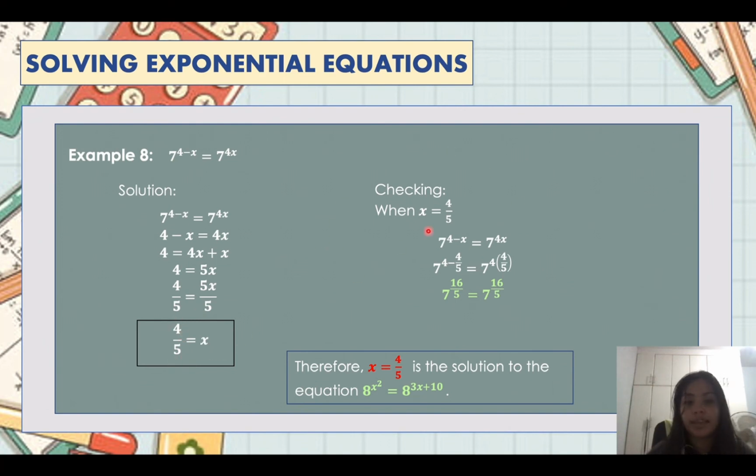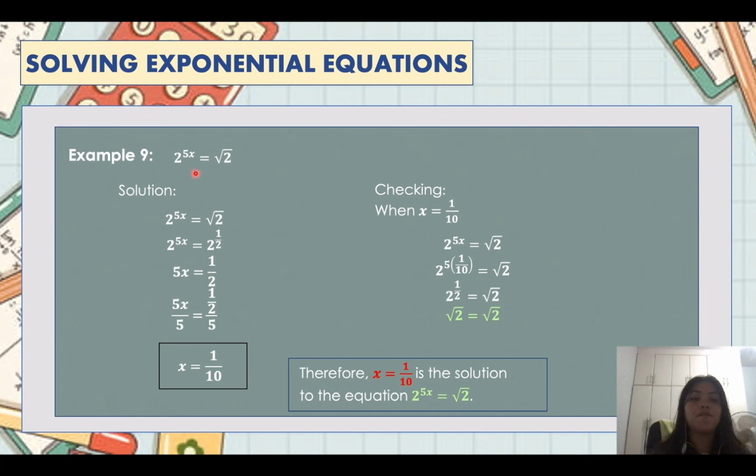So upon checking, when x equals 4 over 5, we have a result of 7 raised to the power of 4 minus 4 over 5 is equal to 7 raised to the power of 4 times 4 over 5. We'll always have the same result of 7 raised to the power of 16 over 5. Therefore, x equals 4 over 5 is the solution to the equation 8 raised to the power of x squared equals 8 raised to the power of 3x plus 10.